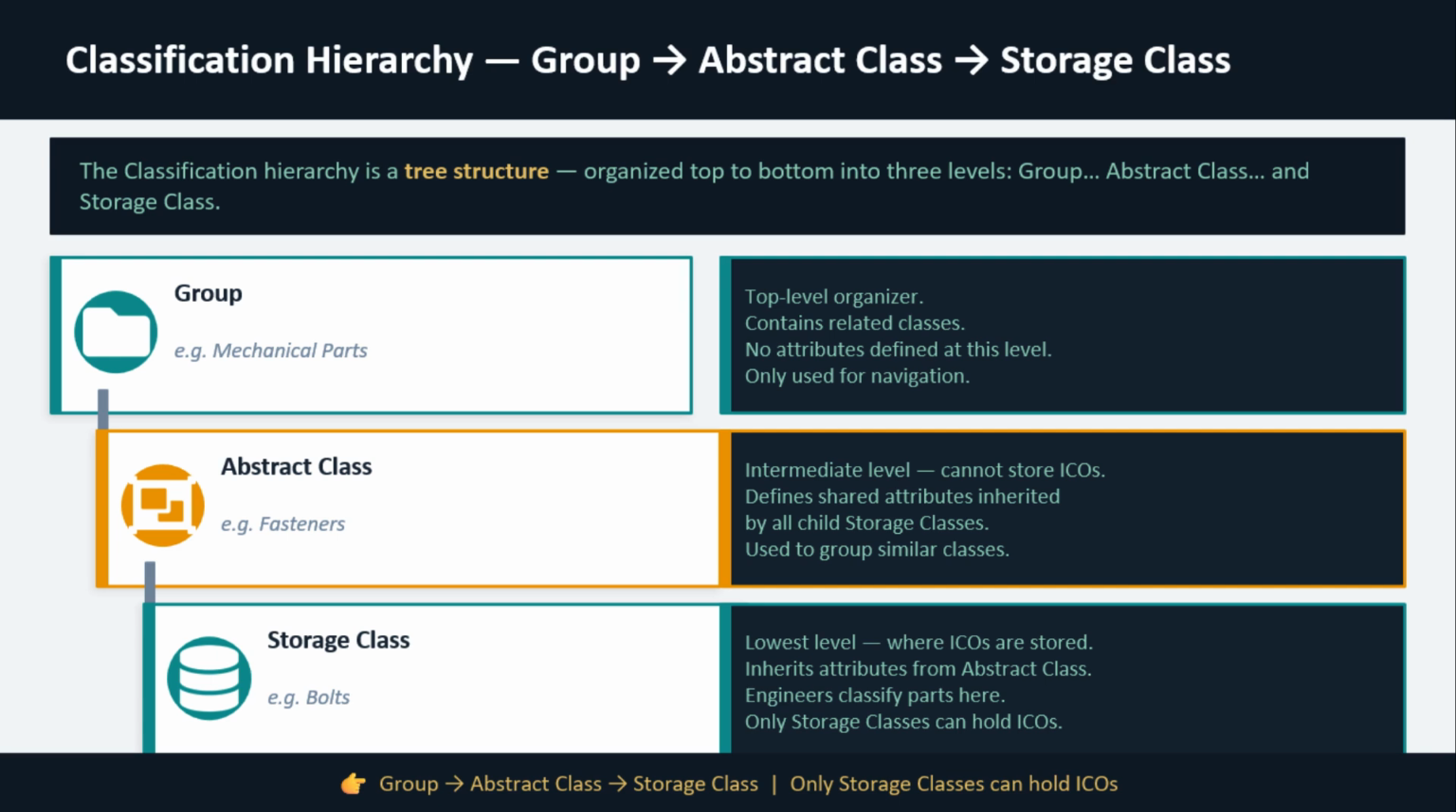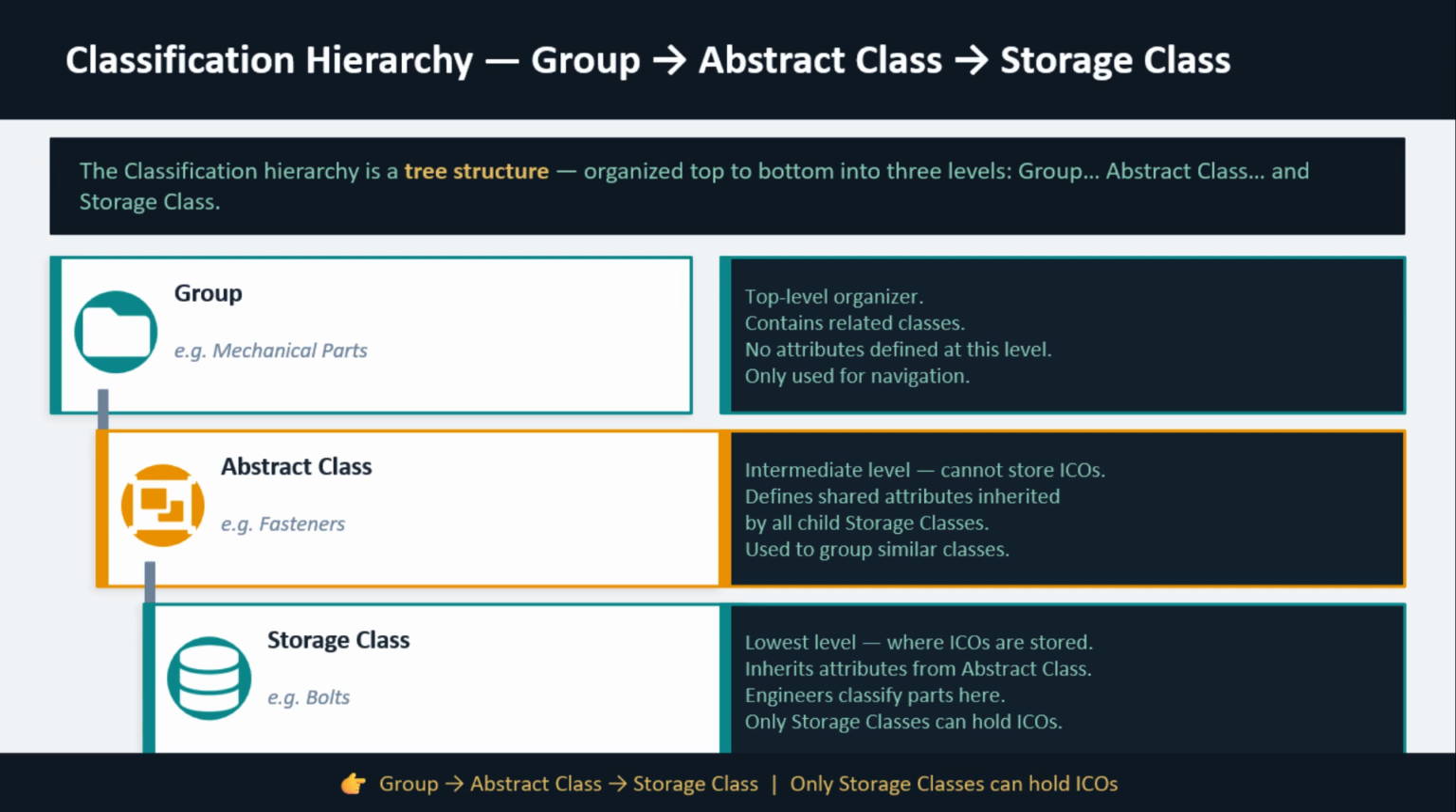Now, let's understand how classification is organized. The classification hierarchy is like a tree structure, organized from top to bottom into three levels: group, abstract class, and storage class. Let me explain each one. Group. This is the top level organizer in the hierarchy. It contains related classes below it. For example, mechanical parts is a group. Groups do not have attributes. They are only used for organizing and navigation.